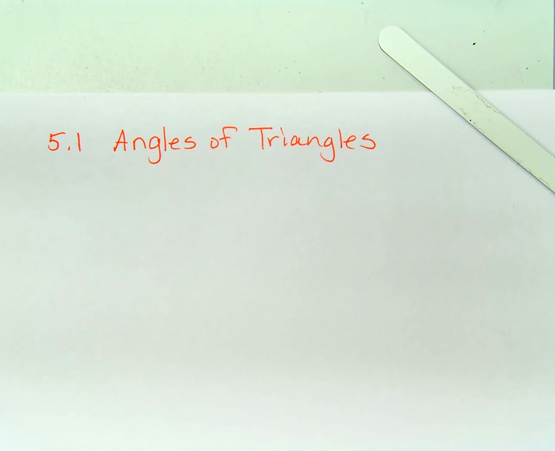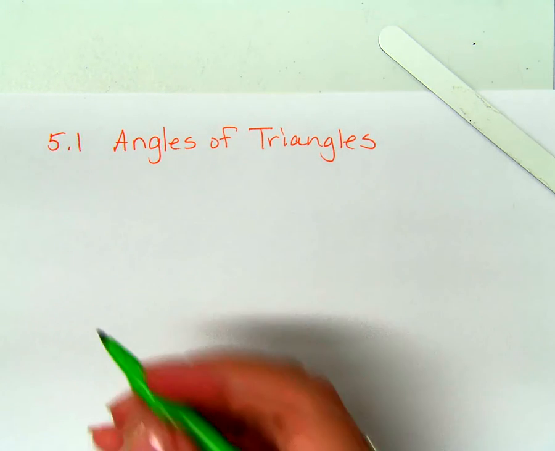Alright, today we're talking about section 5.1, angles of triangles. Have you talked about anything about angles of triangles before? You did some vocabulary? Okay. So today we're going to talk about how we can classify triangles. Okay? There's two ways to classify triangles.